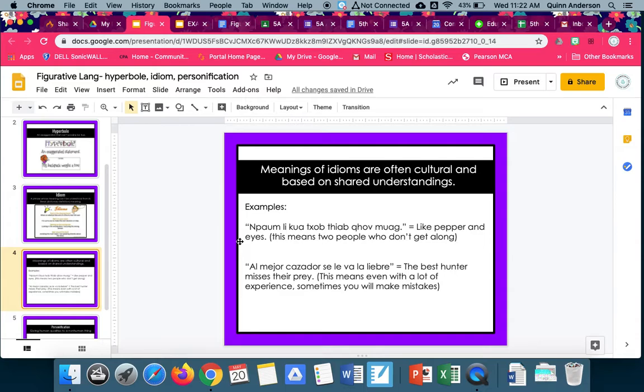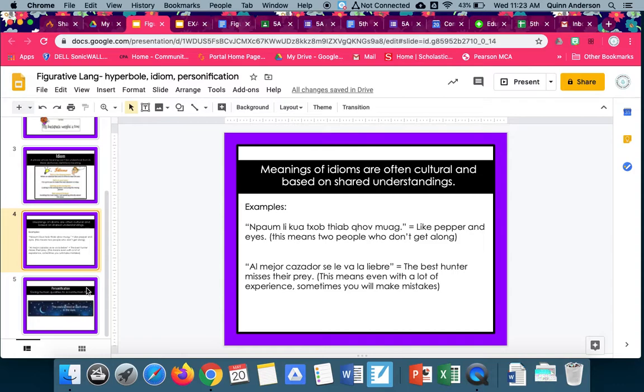I would love to hear from you if you can think of any examples of idioms that your family uses. I would love to be able to add those to my examples and to things that we can say at school. I think that would be a fun thing we could share with each other.